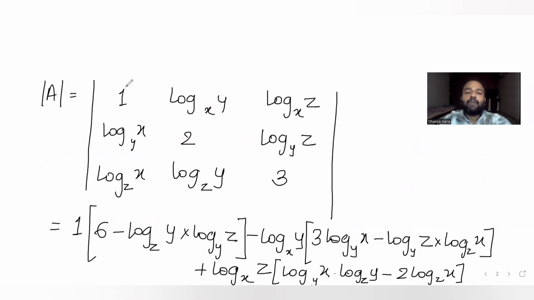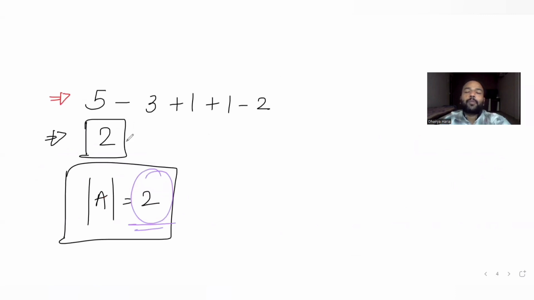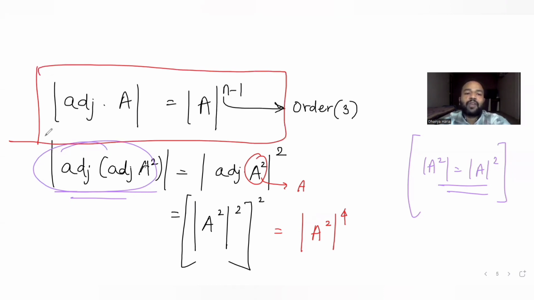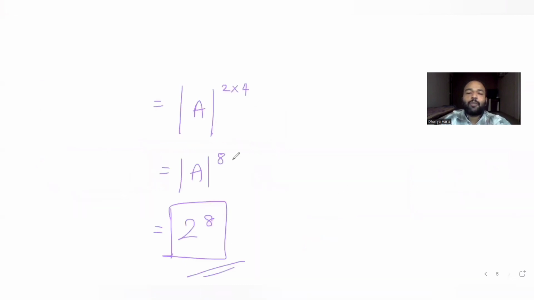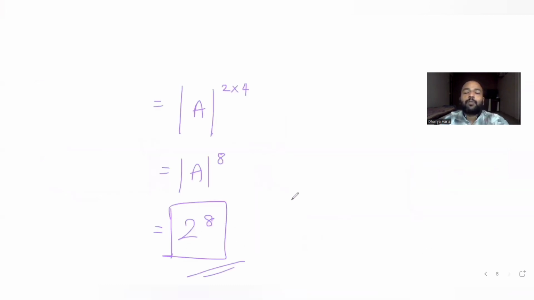So first we figured out the value of the determinant using the change of base formula for logarithms. We figured out the determinant turning out to become 2. Once you figured that out, you just needed to apply the idea which was determinant of adjoint of A is determinant of A raised to n minus 1. That leads us to form determinant of A raised to 8 here for the expression asked to us. That turns out to become 2 raised to 8, which matches with option B. I hope you have understood how to solve this type of questions.